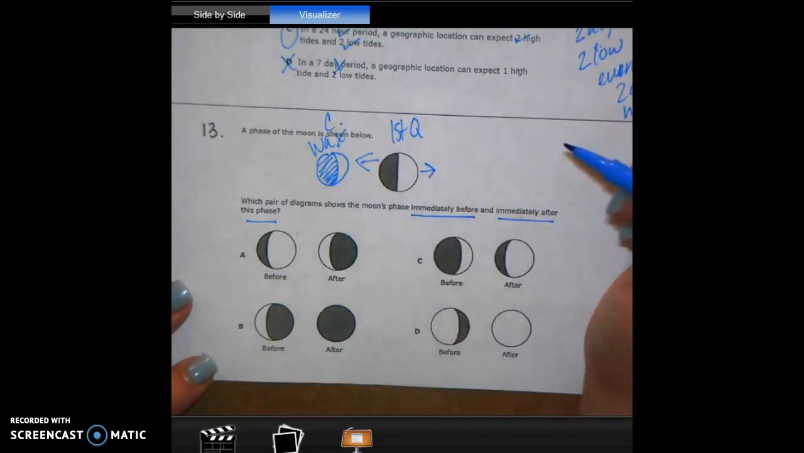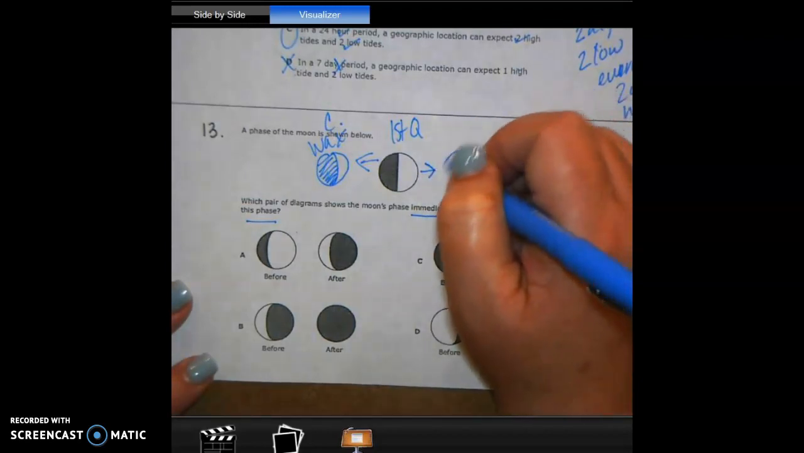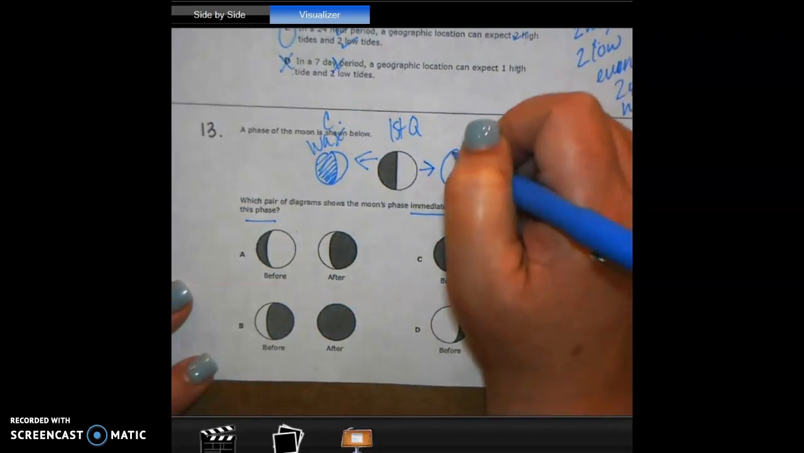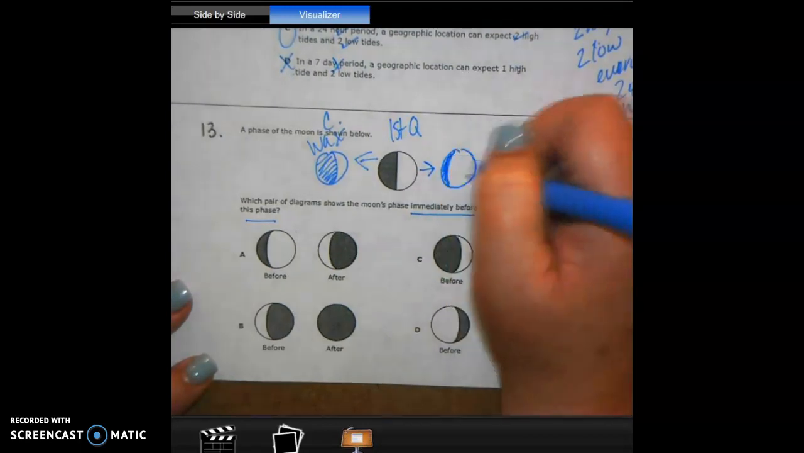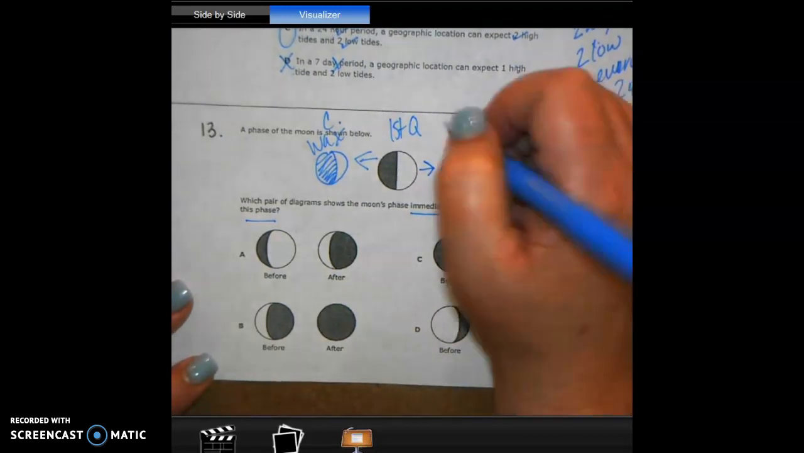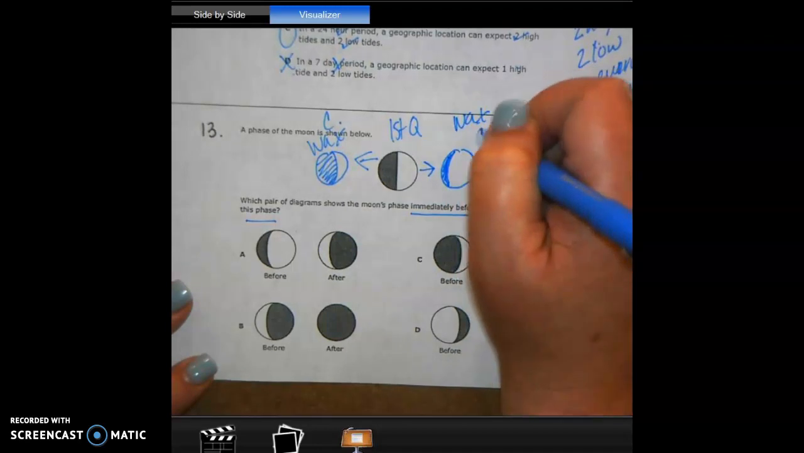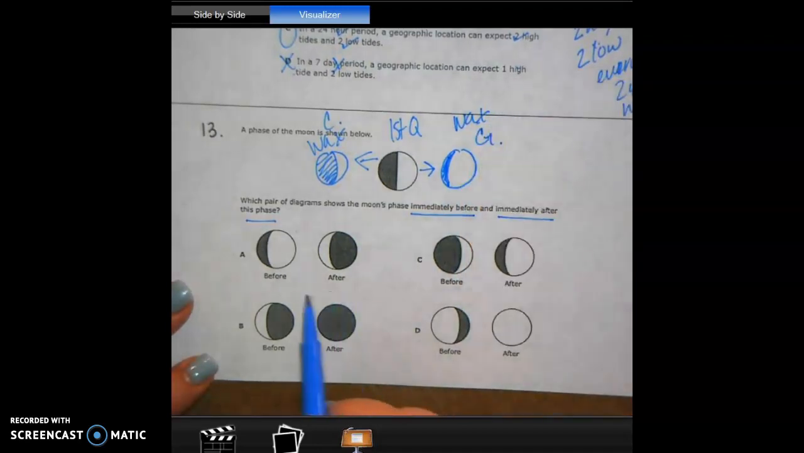And then immediately following the first quarter, we have our waxing gibbous. The light's still going to be on the right, but now it's going to be over halfway full. That is the waxing gibbous moon. And so let's see which one matches.